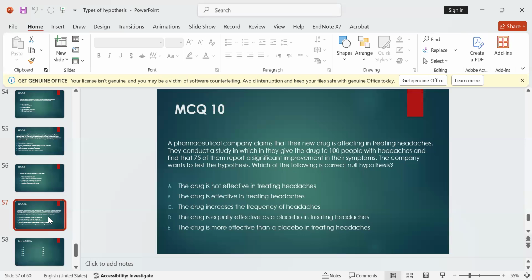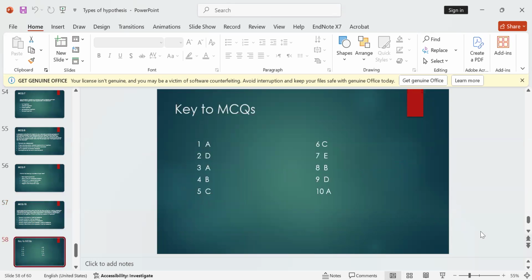The answer is A. The drug is not effective in treating headaches. This is the key to the MCQs.